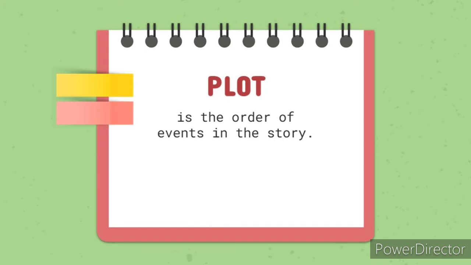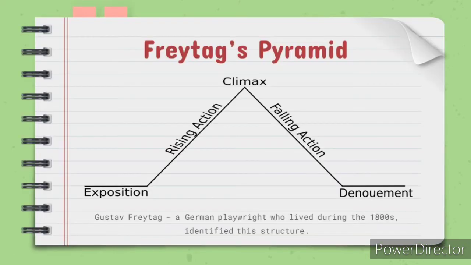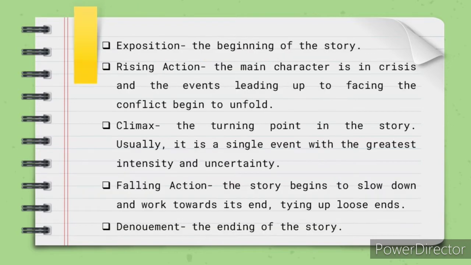Plot. Plot is the order of events in the story. The plot of a story is a series of interconnected events in which every occurrence has a specific purpose. The plot usually follows a particular structure called Freytag's pyramid. Gustav Freytag, a German playwright who lived during the 1800s, identified this structure. Plots are typically made up of five elements. The first one is exposition. At the beginning of the story, characters, setting, and the main conflict are typically introduced.